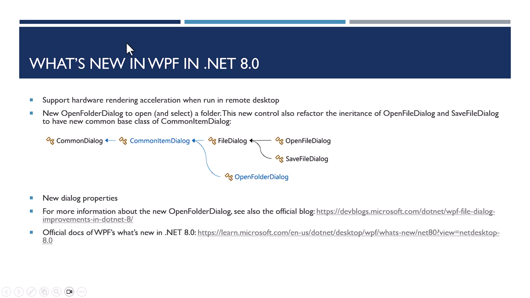Okay, and then we have a new open folder dialog control to open and select a folder. This new control also refactors the inheritance of open file dialog and save file dialog. So before that, most of the classes here inherit from common dialog, but now there is an intermediate class in between. It is called common item dialog. And file dialog derives from this one, and open folder dialog derives from common item dialog.